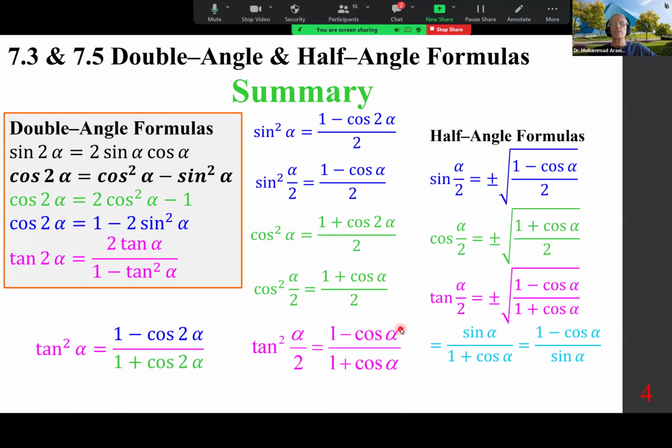Half angle formulas. If you want sine of alpha over 2, take a root, plus or minus. Cosine, the same thing, take a root, plus or minus. Tangent, you can look at this one: take a root, plus or minus, or sine alpha over 1 plus cosine alpha, or 1 minus cosine alpha over sine alpha. This is the summary of the formulas we are supposed to learn in this section.